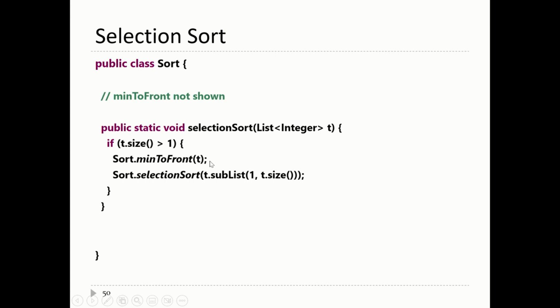I now need to sort the remainder of the list. So how do I sort the remainder of the list? Well, selection sort sorts a list, or at least we're assuming it sorts a list. So I just have to call selection sort, passing in the rest of the list, sublist 1 comma t dot size, which gives you the rest of the list of t. And then you can selection sort that. So what does that do? It moves the smallest element to the front of that sublist, and so on and so on until you get to the end of the list.